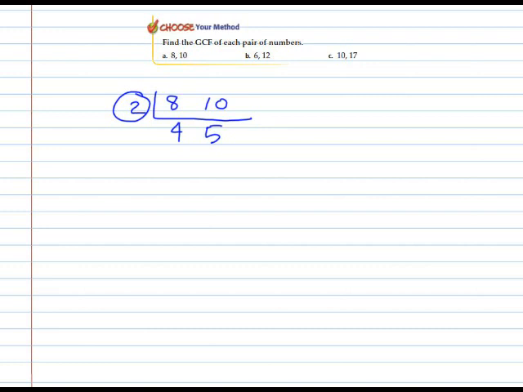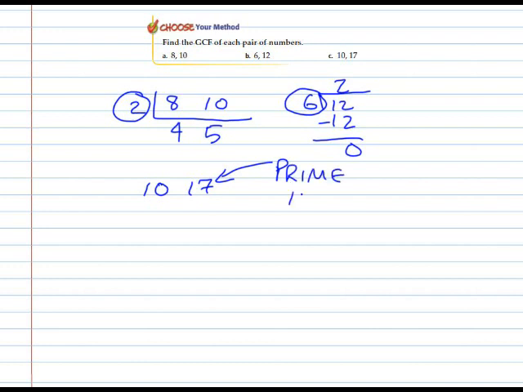B is a situation that occurs a lot. If a student has good number sense, they can see that I can divide 6 into 12 evenly and get a remainder of 0. So what that means is 6 is the greatest common factor of those 2 numbers. C is a unique situation somewhat in that 17 is a prime number. That means its only 2 factors are 1 and 17. Obviously, 10 doesn't have 17 as a factor, so the greatest common factor of these 2 numbers would be 1.